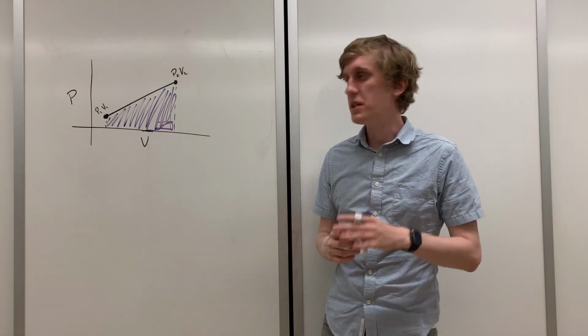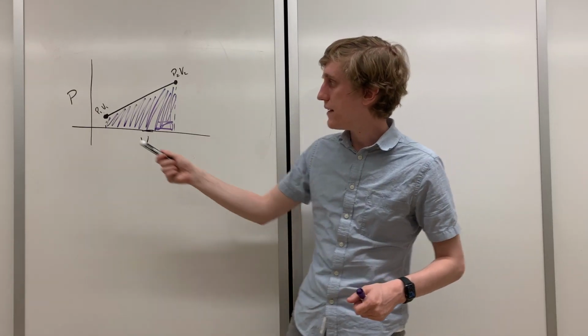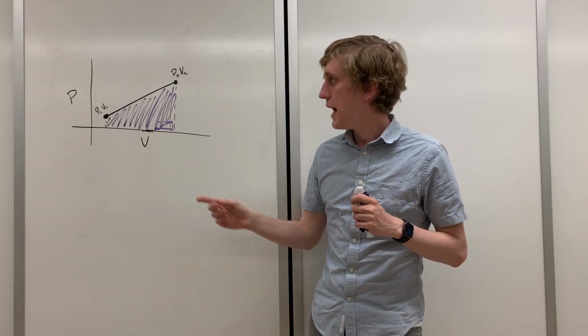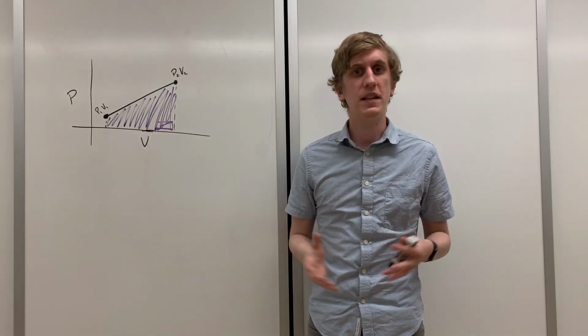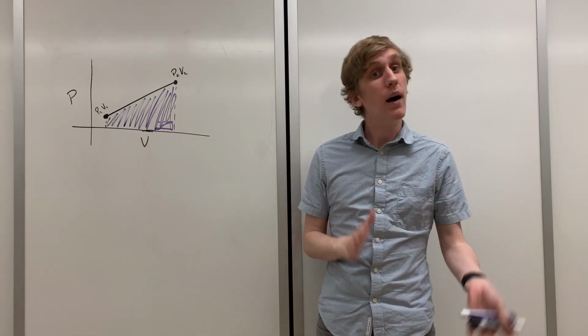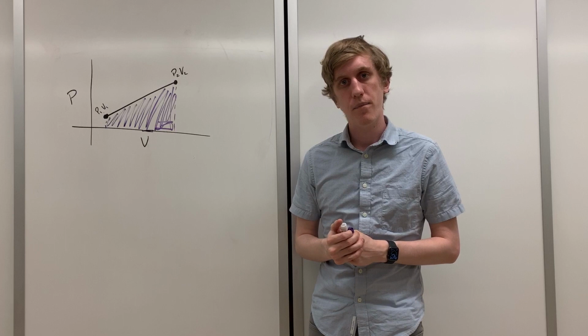If we had flipped them and put the beginning state here and the end state here, the value of the work would be the same because this line would still be the same line. However, the work itself would now be positive instead of negative.